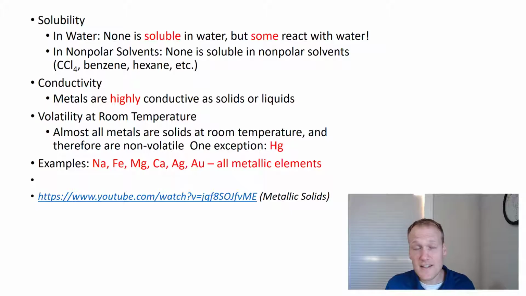Metallic solids are not soluble in water and they're not soluble in nonpolar substances. But they are very conductive because they have free electrons in their bonds that can transfer that charge from a positive to a negative. All metals are solid at room temperature except for mercury. And therefore mercury is the only one that has any type of volatility. Other examples of metals are anything on the left side of that metalloid line on the periodic table.